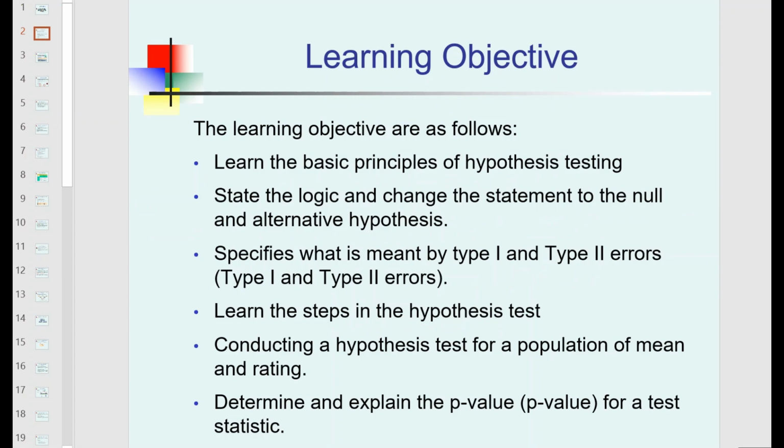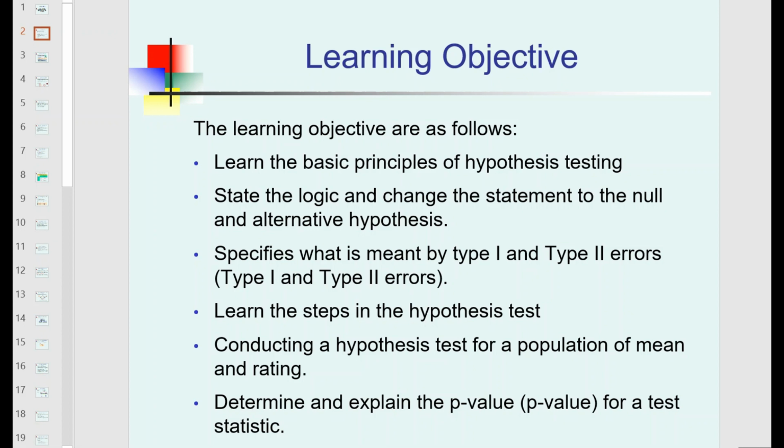Okay, so basically on this topic, the one that we need to understand is about the principles of hypothesis testing. And then when we want to do this hypothesis testing, of course we have to have some statement, whether we want to reject or do not reject. This is something that is quite common in hypothesis testing. So what is this all about?